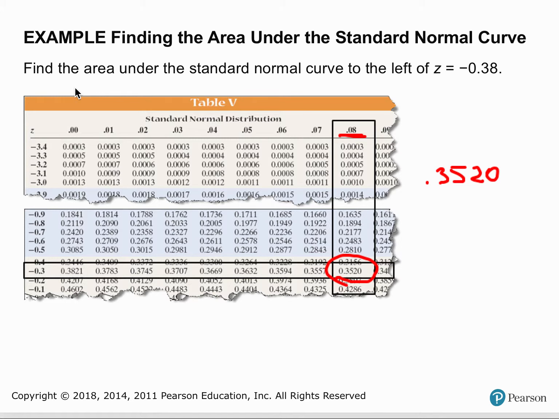It's also the probability of, well, can't do that. I don't know my mean and standard deviation. Never mind. It's just the area under the curve. Okay.